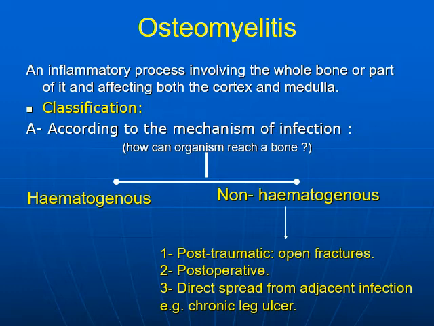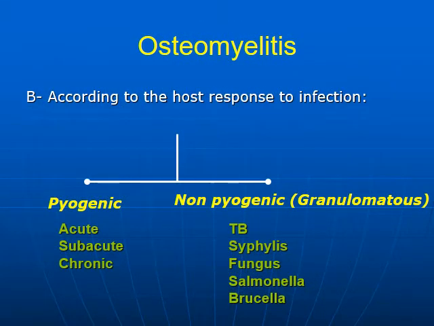How can organisms reach a bone? Either hematogenous, which is the most common type, or non-hematogenous, that's to say after open fracture, after operation, or direct spread from adjacent infection, such as if you have a chronic leg ulcer over the tibia, we can get osteomyelitis of the tibia. We can also classify osteomyelitis according to the host response to infection as either pyogenic or non-pyogenic.